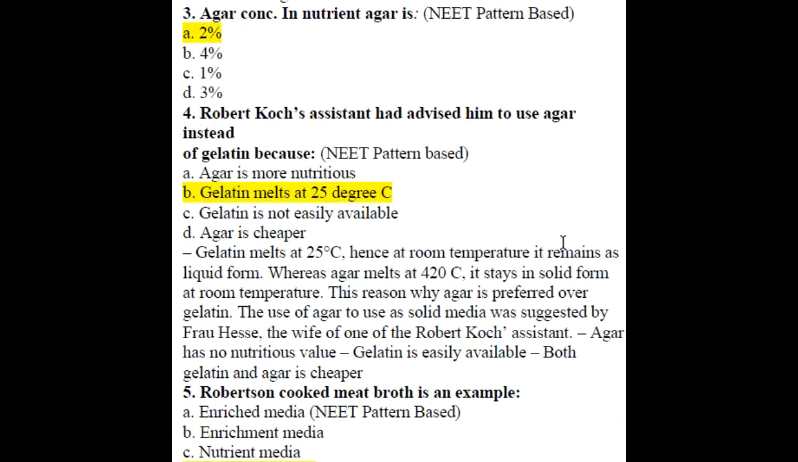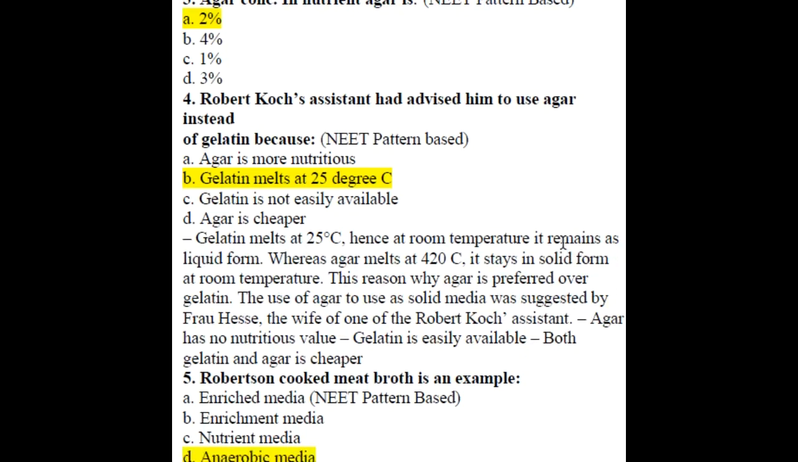Then the next question, third, agar count. In nutrient agar, the agar concentration is 2%. Next, fourth, Robert Koch's assistant advised him to use agar instead of gelatin because gelatin melts at 25 degrees Celsius, which is room temperature, whereas agar melts at 42 degrees Celsius. So at room temperature, that is 25 degrees Celsius, agar is present in solid state, so it is easier for us to cultivate bacteria in it.